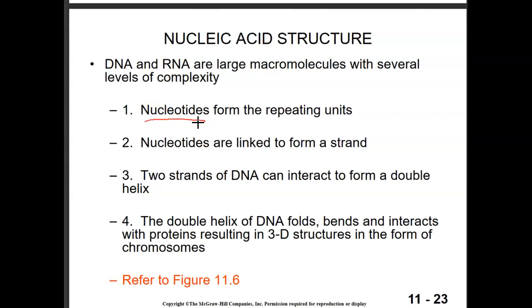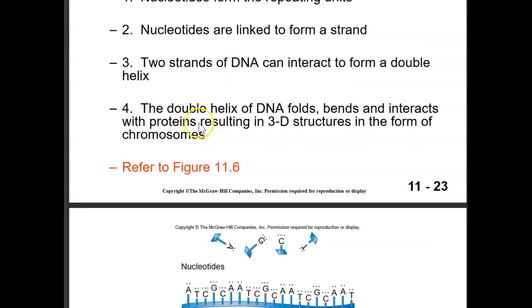So nucleotides are repeating units. DNA and RNA are what we call polymers. They're made of repeating units of individual nucleotides. Nucleotides are linked to form a strand. Those links are going to be covalent bonds. We'll get to that later. 2 strands form DNA, and a single strand forms RNA. So DNA is what we call a double helix. The double helix itself wraps and turns and makes folds. It bends, it interacts with proteins, making a 3D structure that we're familiar with, that double helix, right?